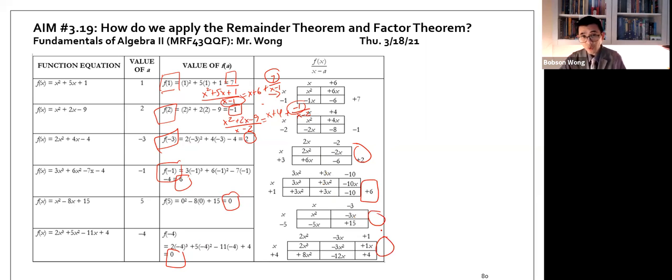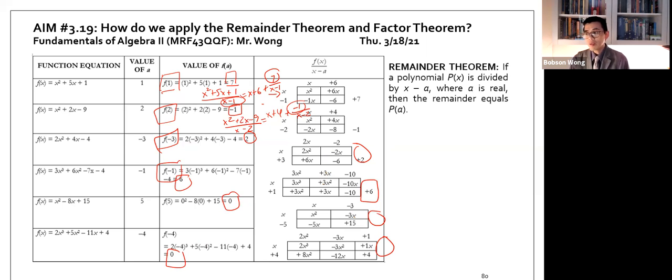So this illustrates a theorem that we call the remainder theorem, namely that if we take a polynomial p of x and if we divide it by an expression in the form x minus a, where a is a real number, then the remainder of that division equals p of a.